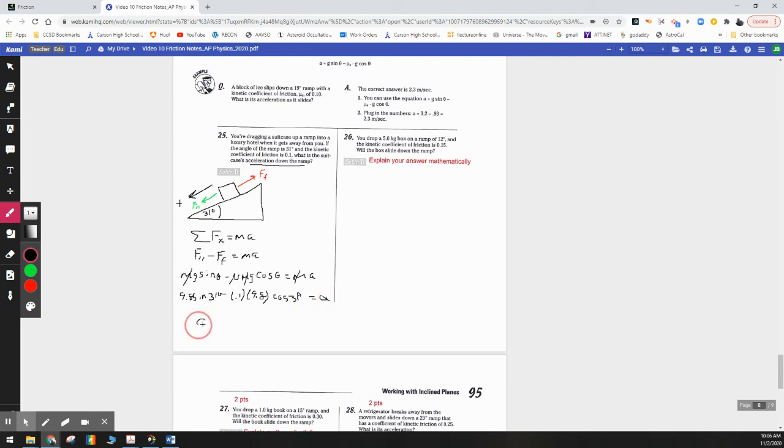If I do the calculations correctly, I should have 9.8 times the sine of 31 minus 0.1 times 9.8 times the cosine of 31, close parenthesis, equals 4.2. So the acceleration I got is about 4.2 meters per second squared.